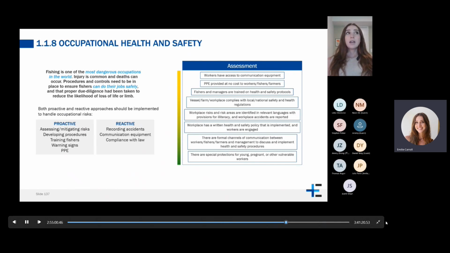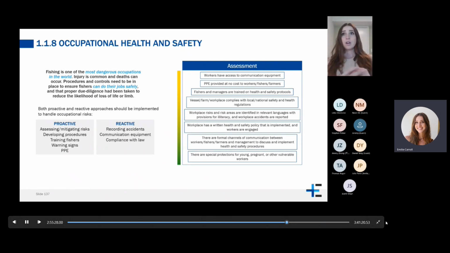And then what you'll notice is that in a lot of other indicators, training for fishers and managers is found in the green level indicators. Because health and safety really is a base level expectation. There is this expectation here that in order to actually mitigate occupational health and safety risks, there has been a training for workers and management on policies and procedures around health and safety.